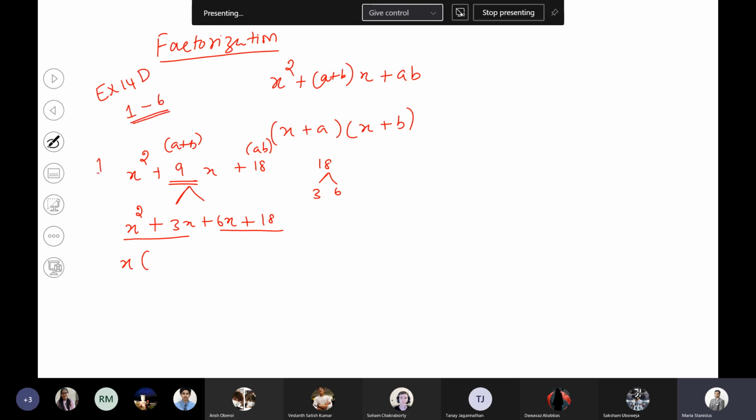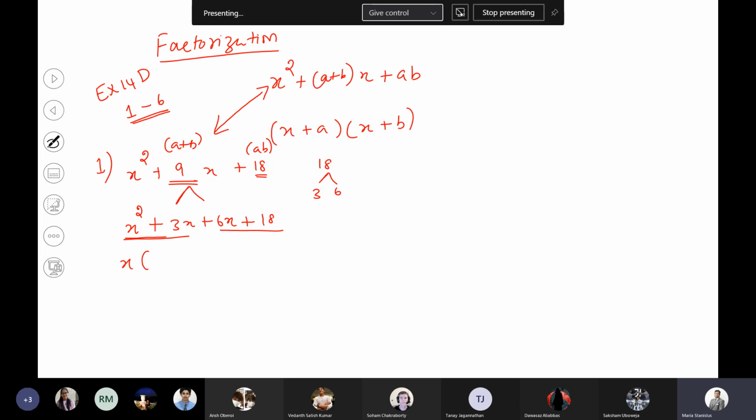This is question number 1. In this question, x square plus 9x plus 18, we are trying to connect it to the identity given there, and we are checking how this term can be split. 18 is split as 3 and 6 because the factors of 18 are 3 and 6. It also satisfies the condition that a plus b is 9. So 3 plus 6 is 9. So I split the middle term 9x as 3x and 6x.